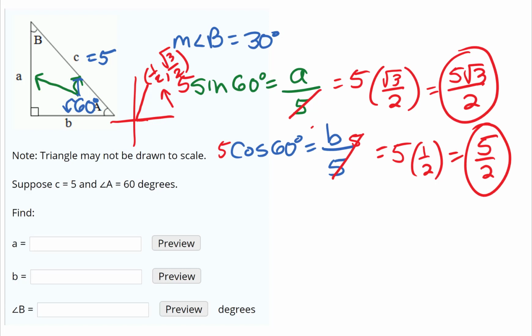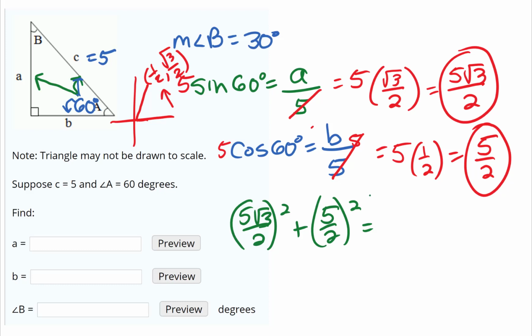We could run a quick check because now we have all of the sides. The Pythagorean theorem would need to hold. So let's take A, which is 5 square roots of 3 over 2, and we'll square that, plus B, which is 5 over 2, and let's square that, and that should equal, and I'm just going to put a question mark, does that equal C, which is 5 squared?